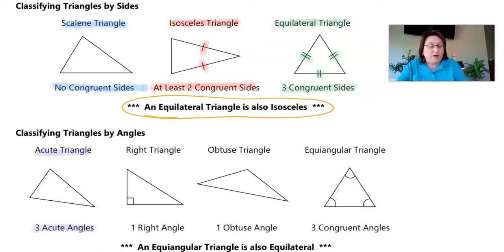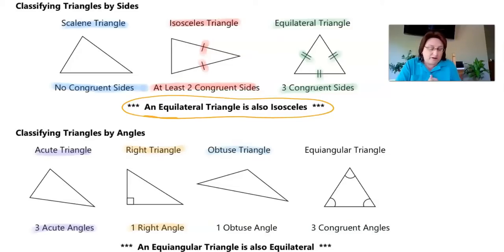All right, now we can also have a right triangle. A right triangle has exactly 1 right angle. And if you notice, the other 2 angles are acute, the right angle and then 2 acute angles. You can also have an obtuse triangle.